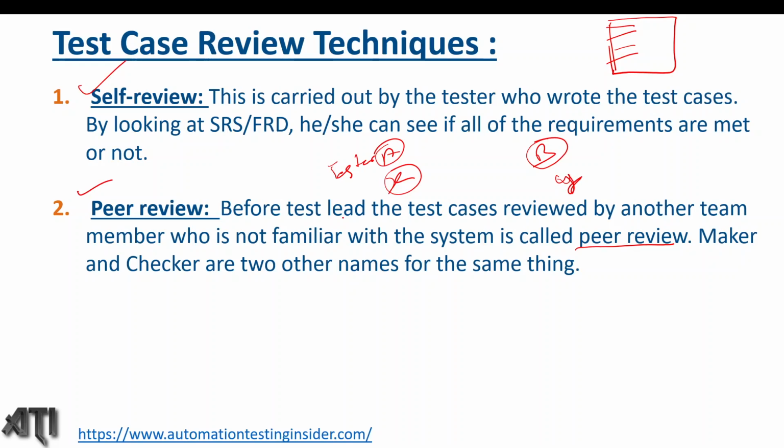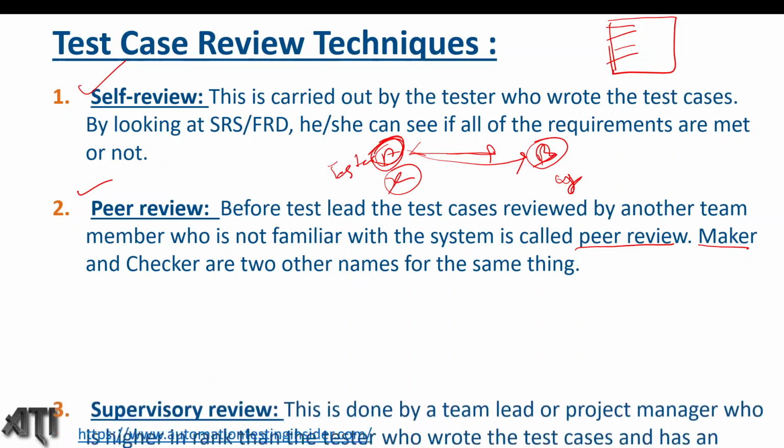But whenever we write the test cases, if tester A writes the test cases, they will be reviewed by tester B, and whatever test cases tester B has written will be reviewed by tester A. Because these two are at the same level, that is what we call peer review. Later on it will be reviewed by the test lead or test manager. Maker and checker are the other two names for the same thing, like peer review.